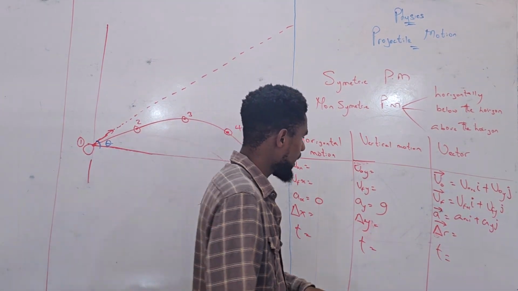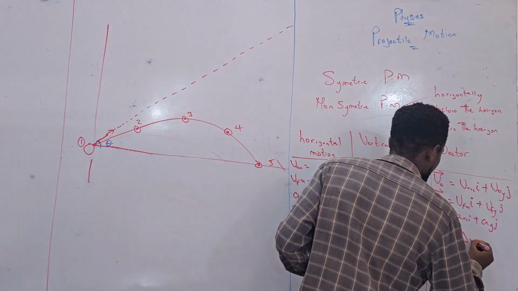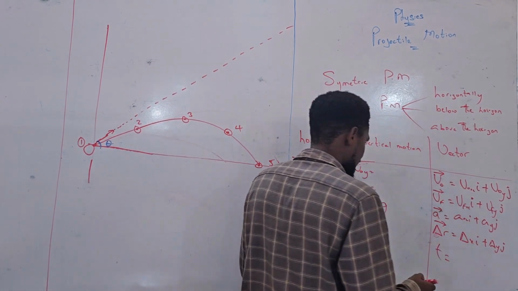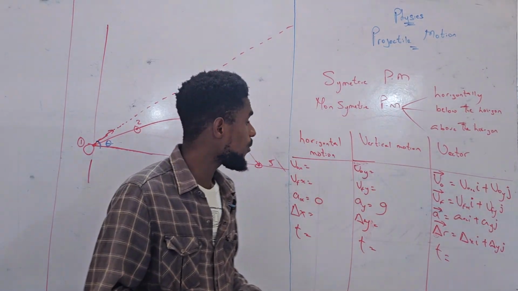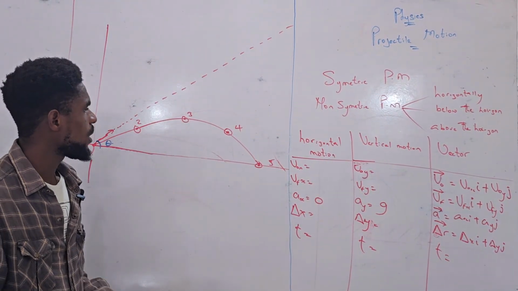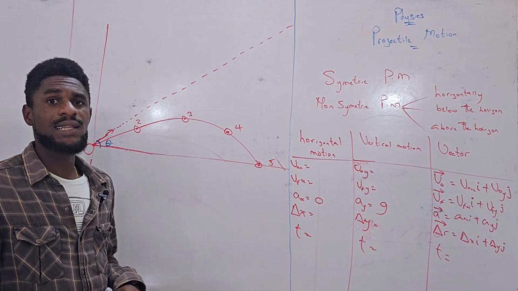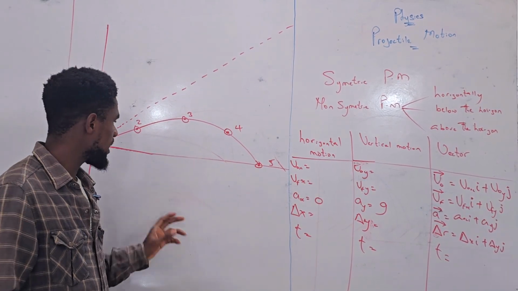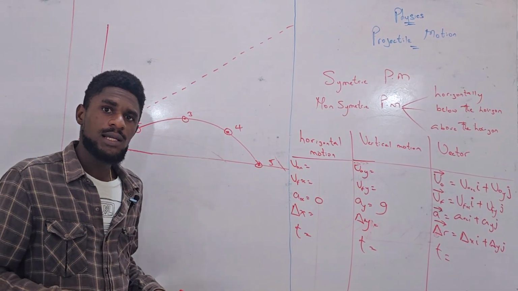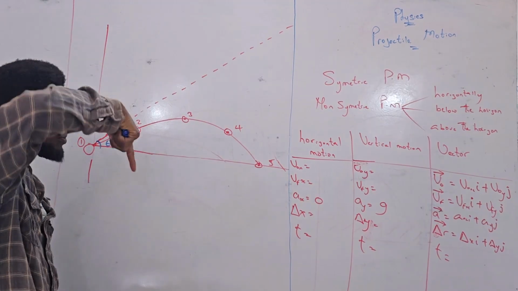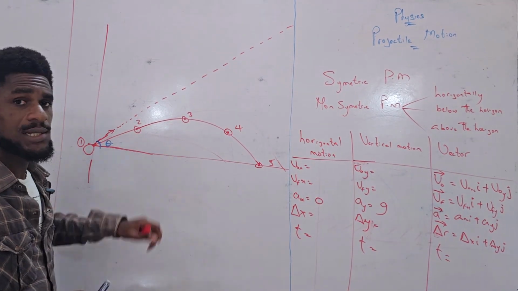Delta x, delta y. So this will be delta x i plus delta y j, and time is the same for all forms. All right, so like I said, let's look at what is actually happening horizontally now, purely horizontal. So let's see, what can we say? Now imagine we were to shine a light from above.